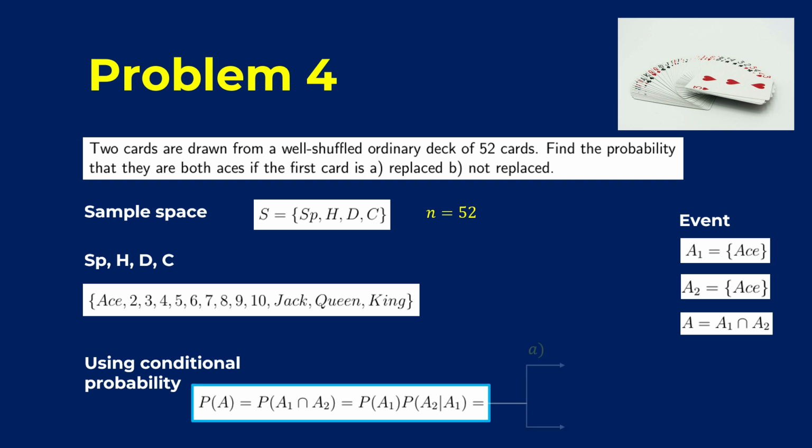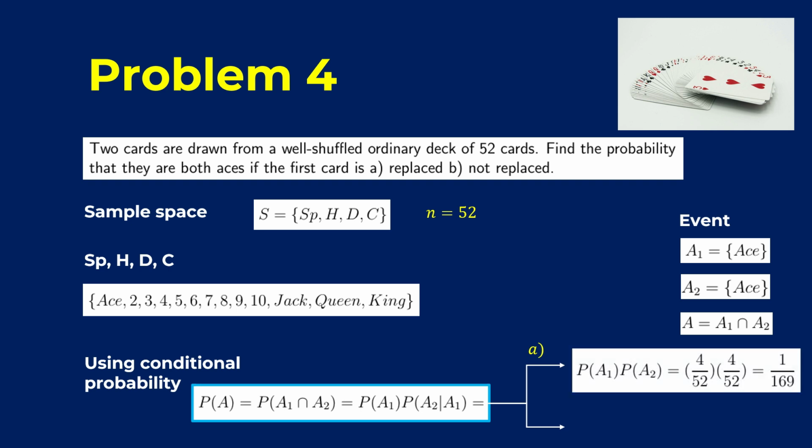Now, in part A, the first card is replaced in the deck, so the probability of getting an ace in the first draw will have no impact on the second draw, as these are independent events. Therefore, we can get the probability from the product of probabilities of both A1 and A2, which are 4 by 52 or 1 by 13 squared, which equals 1 by 169.